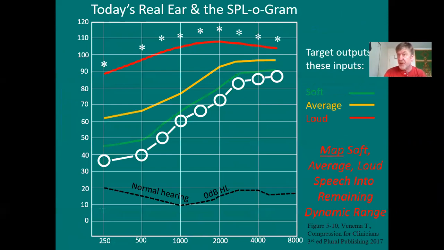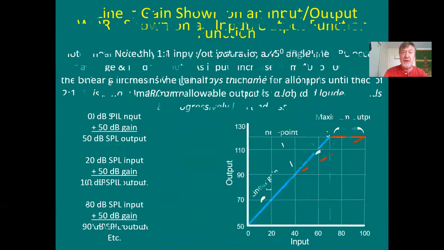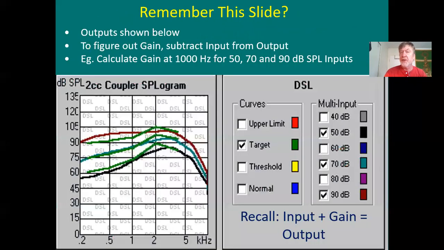They're using compression, which is known as AGC, automatic gain control. You're getting different gains for different inputs instead of the same gain for all inputs. That's why newer fitting methods have three targets: one for soft inputs, one for average, one for loud, because you're getting different gains for different inputs, and therefore different outputs for different inputs. So newer fitting methods have 3 targets, the old ones had 1, because newer hearing aids are compression and older hearing aids were linear. So you're looking at all this stuff. This is all good to review.